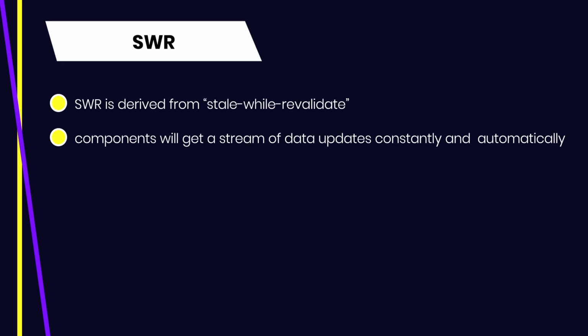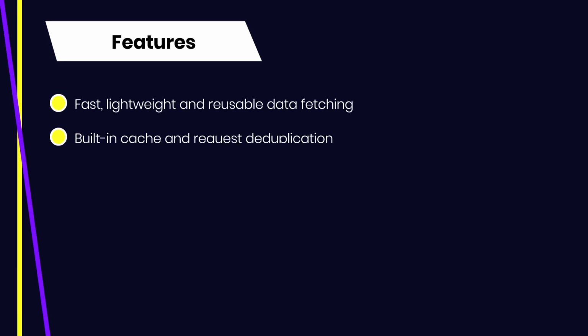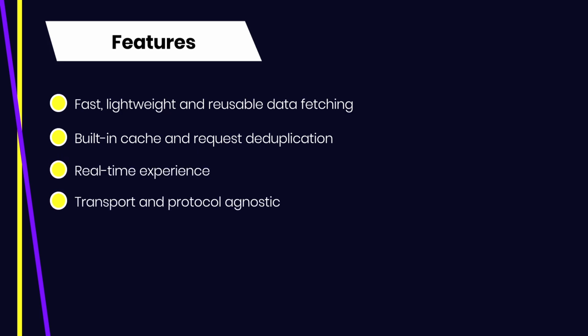Previously in SWR lecture, we understand how we can use it. We created this simple example of user and we use this SWR to fetch the data. Now I want to use SWR with static site rendering and with server-side rendering. There are few useful features of SWR. We can use SWR for fast, lightweight and reusable data fetching, built-in cache and request duplication, real-time experience, transport and protocol agnostic, and it also supports TypeScript.